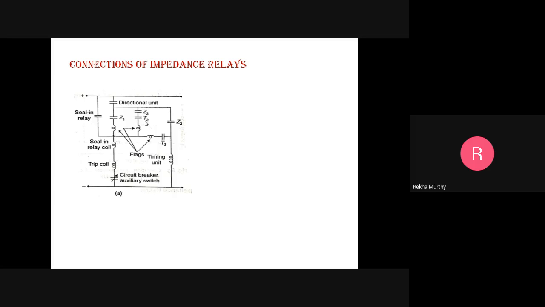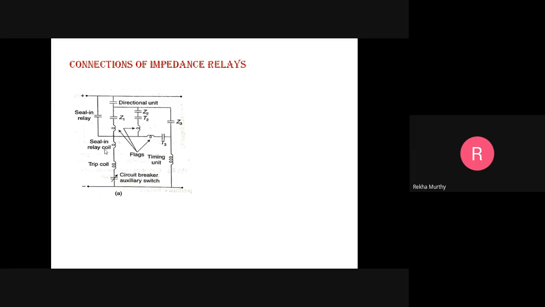Whenever the relay operates, its flag indicates its operation. What is the purpose of the seal-in relay? The seal-in relay is mainly used to bypass the contacts of the main relay to save their costly and delicate contacts. Once the contacts of the main relay are energized and closed, the current will pass through the trip coil. The circuit breaker auxiliary switch is normally closed. When the circuit breaker trips, the auxiliary switch opens to prevent unnecessary drainage of the battery.